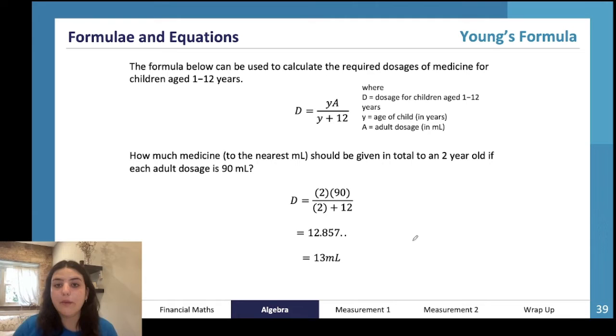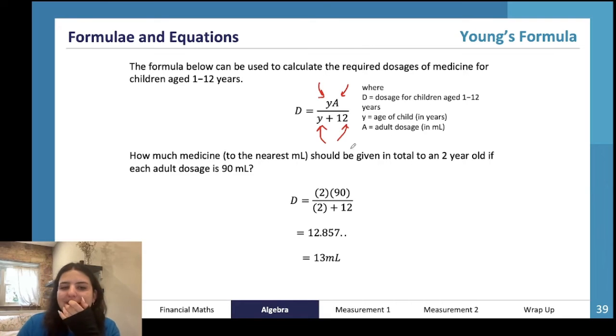So this is a formula we can use to calculate how much of an adult medicine a child should be given. So let's say we have a strong cold medicine. This is about shrinking the dosage down for a child. So the formula is dosage equals age of child in years times the adult dosage in mils, over the age of child in years plus 12.